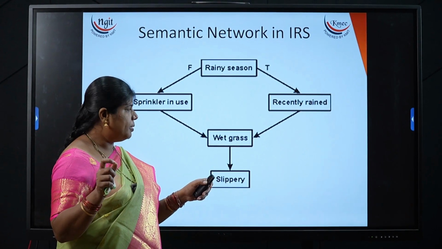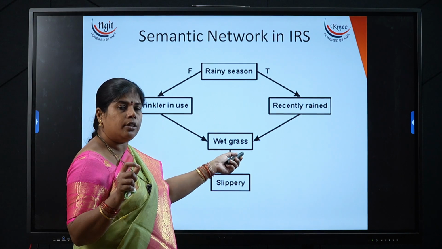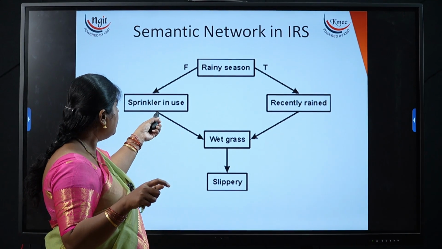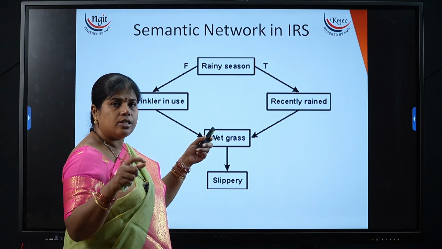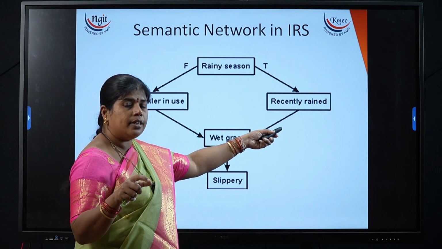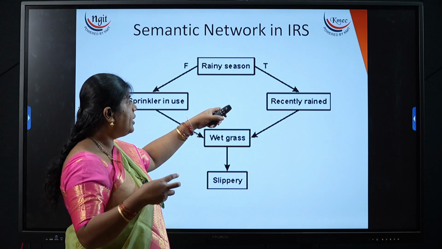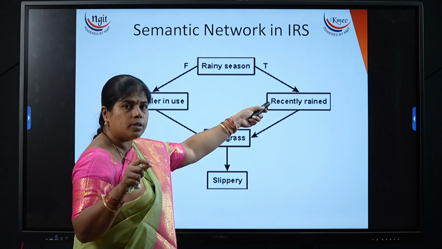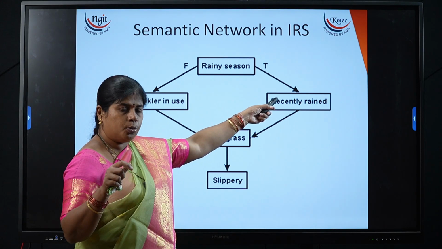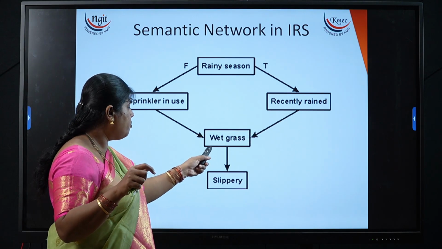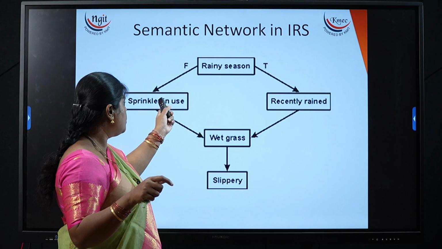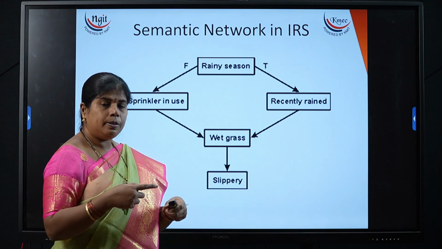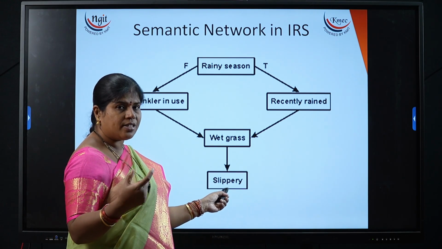Now let us see one example. The user wants to find out whether the grass is wet. Then what are the possibilities? Why is your grass wet? It may be the case that the sprinkler is used, and it may be the case that recently it has rained. So if you go to the upper level, then rainy season is there. Is there any rain? What are the two possibilities, true or false? If it is true, then recently it has rained, and because of that the grass is wet. If it is false, then the sprinkler is used, and because of that the grass is wet. Because of that, the sportsman may have the risk of slipperiness.